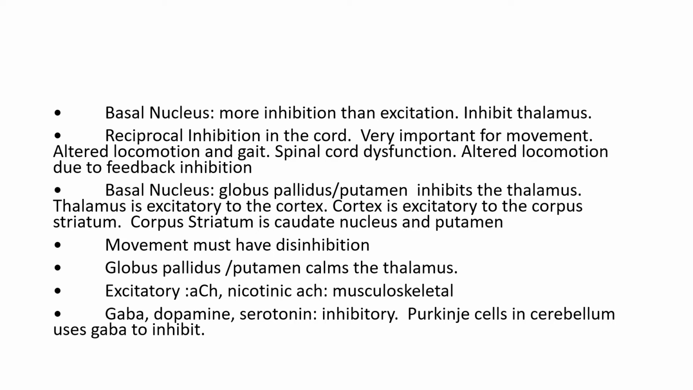Movement must have disinhibition. So remember, it needs that leash on the dog in order for it to have meaning. Globus pallidus and putamen calms the thalamus. Excitatory is acetylcholine, nicotinic acetylcholine receptors, musculoskeletal. So GABA, dopamine, and serotonin are going to be inhibitory. And then Purkinje cells in the cerebellum use GABA to inhibit.